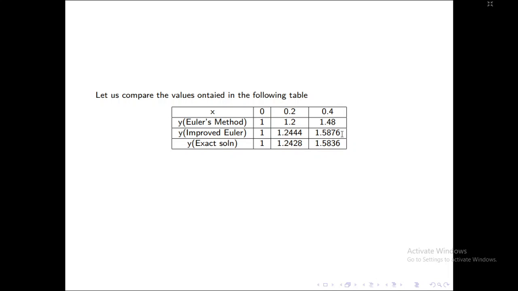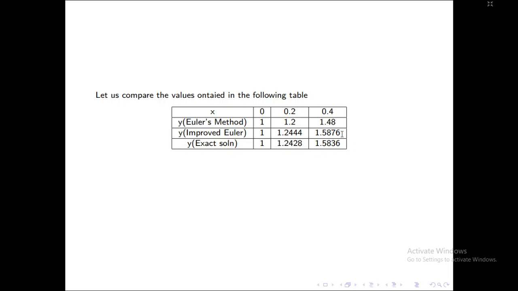So from an exam point of view, if you are requested to calculate the value of y at a number of points, 4 or 5 or 6 points, then I strongly recommend to use Euler's method. And if you are required to find the value of y at only 2 points, like in this problem, at point 2 and point 4, or point 1 and point 2, only at 2 points, then I strongly recommend to use improved Euler's method instead of Euler's method.